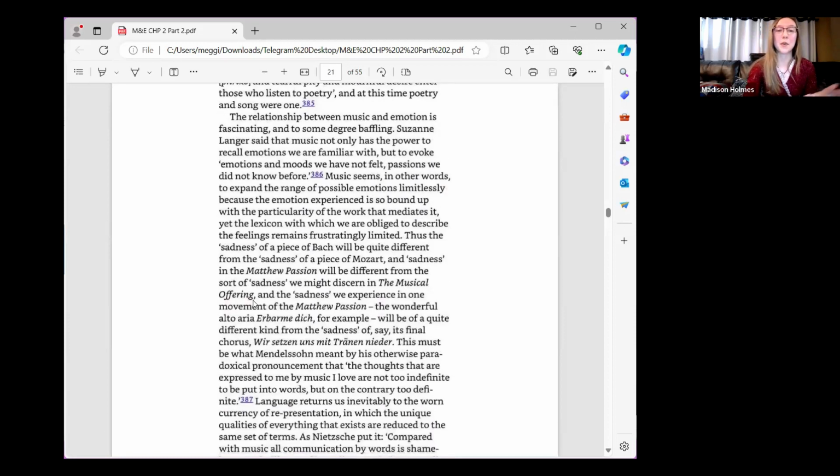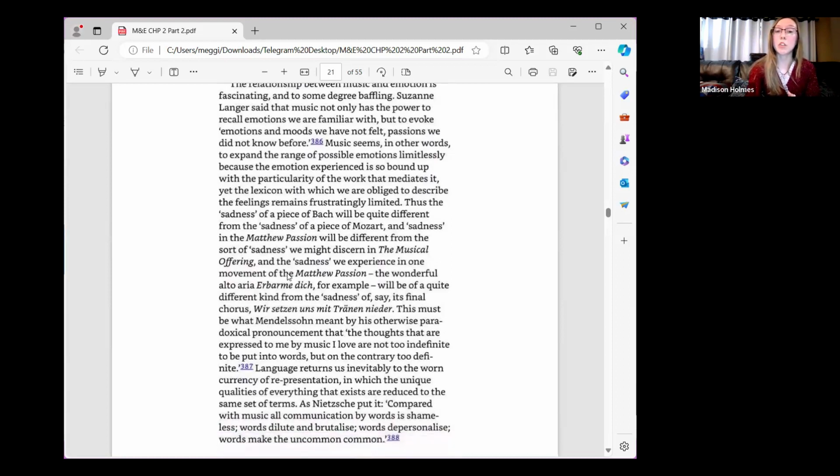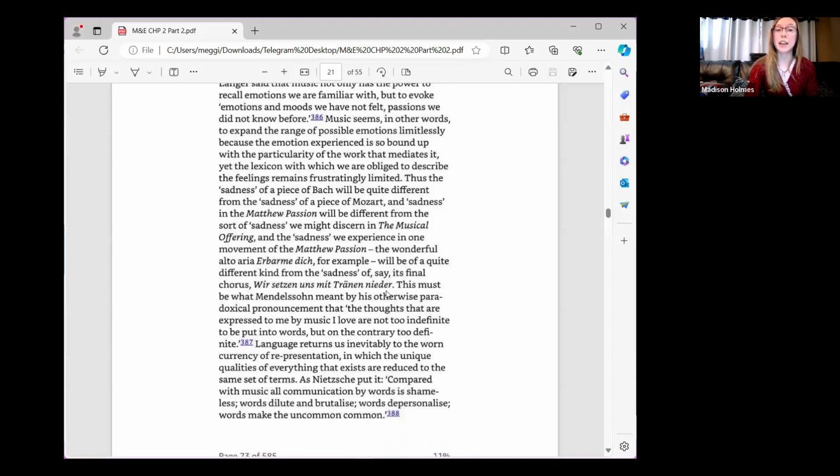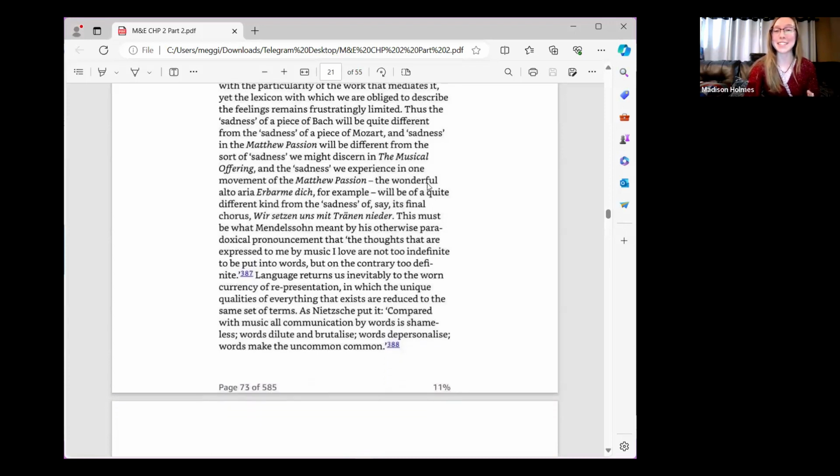That's just so cool. The relationship between music and emotion is fascinating, and to some degree, baffling. Suzanne Langer said that music not only has the power to recall emotions we are familiar with, but to evoke emotions and moods we have not felt, passions we did not know before. Music seems, in other words, to expand the range of possible emotions limitlessly, because the emotion experienced is so bound up with the particularity of the work that mediates it, yet the lexicon with which we are obliged to describe the feelings remains frustratingly limited.